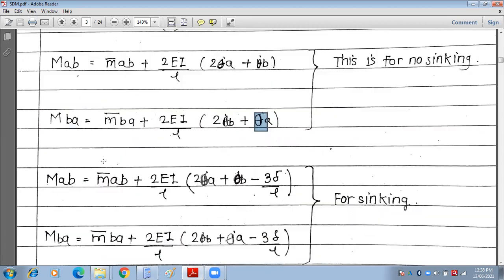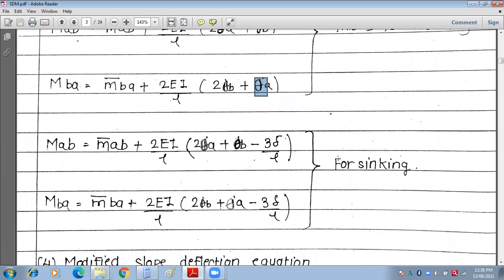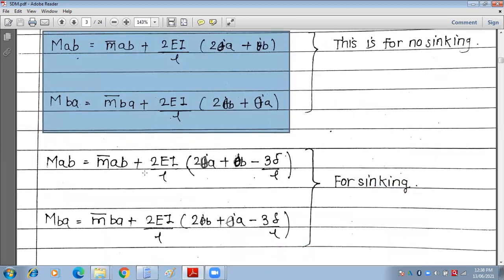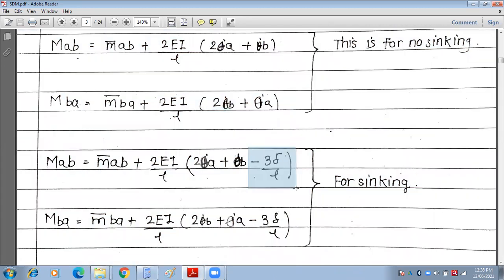Now, if it contains sinking at the support, for this situation the above formula is further modified. An additional term is considered in this equation: minus 3 delta upon L. Again the formula for moment AB is equal to fixed end moment AB plus twice EI upon L into bracket 2 theta A plus theta B minus 3 delta upon L. This additional term we have to consider for the sinking.